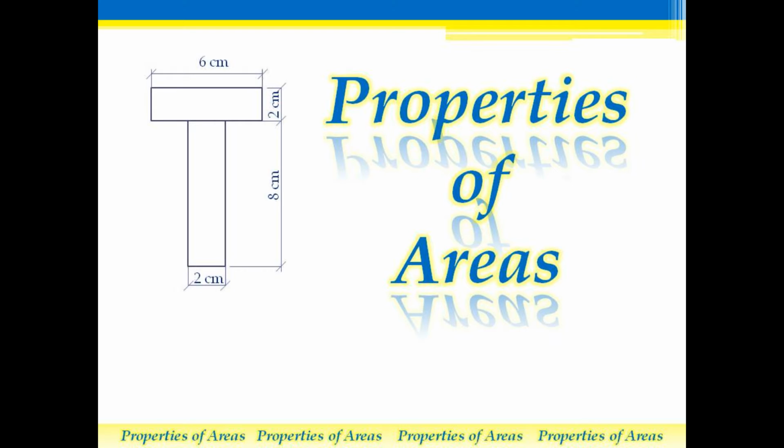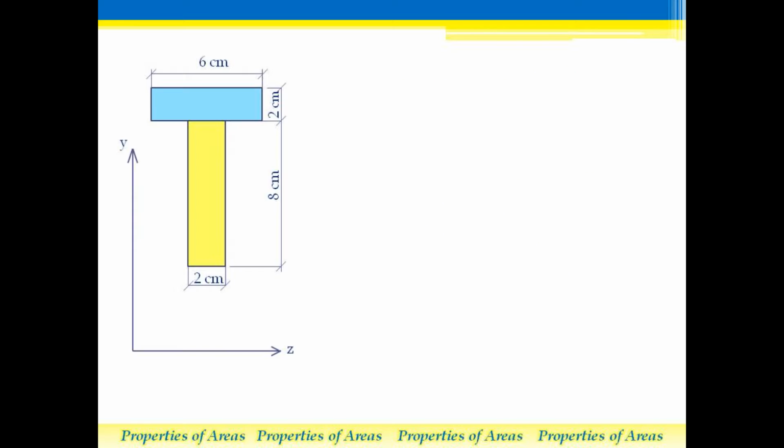Obtaining the centroid of a compound shape. First of all, we must select a coordinate system, z, y. Place the origin of the z-axis at the middle of the bottom edge. The z-axis is aligned with the bottom edge.